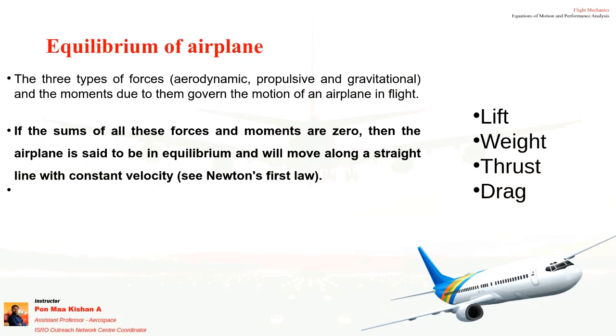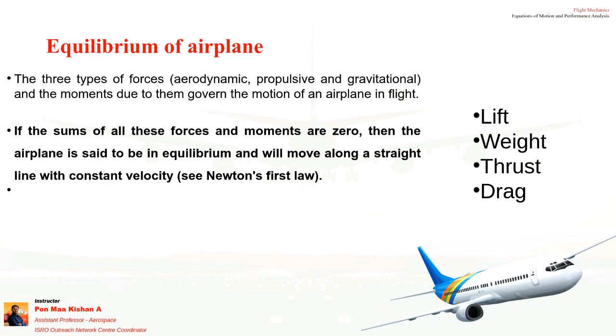In that case, if I want to give that statement, the sum of all forces and moments should be zero. Then the aircraft will be said to be stable or in equilibrium condition, and will move along a straight line with a constant velocity.